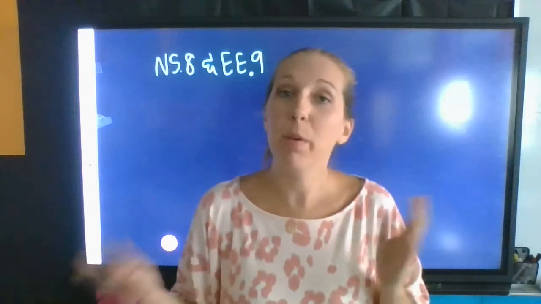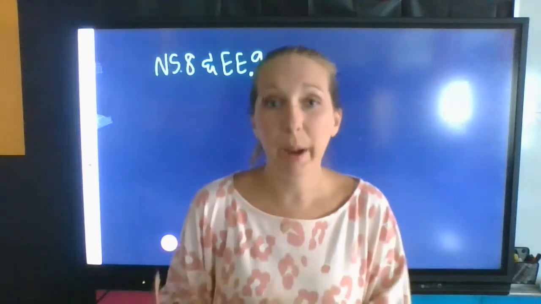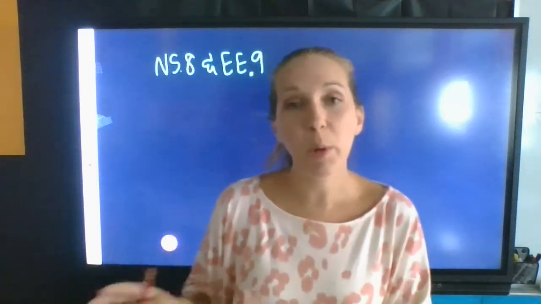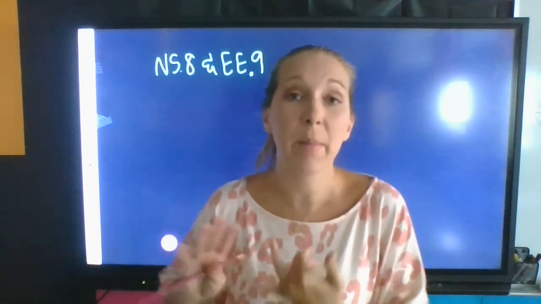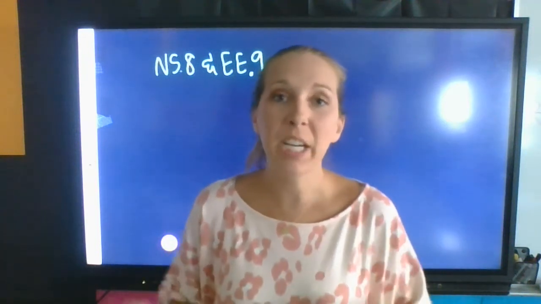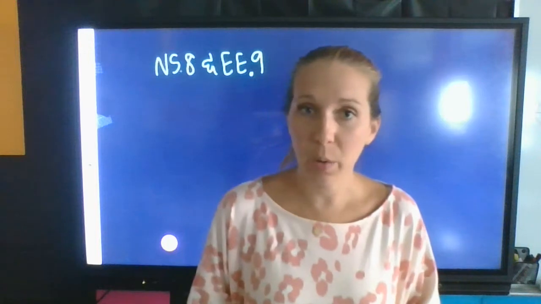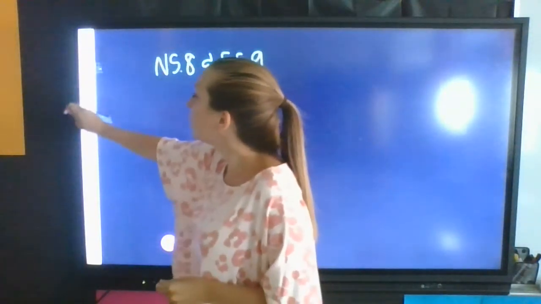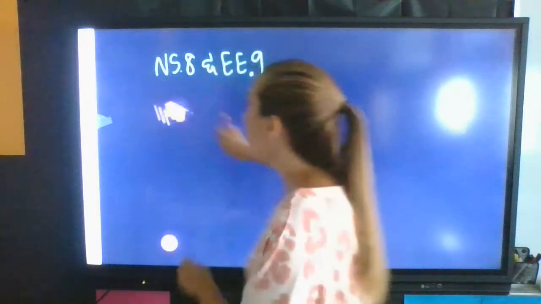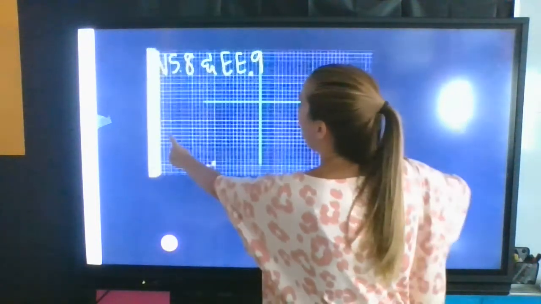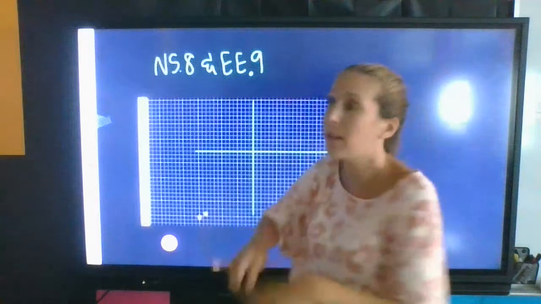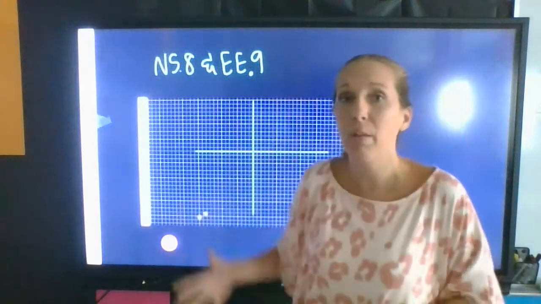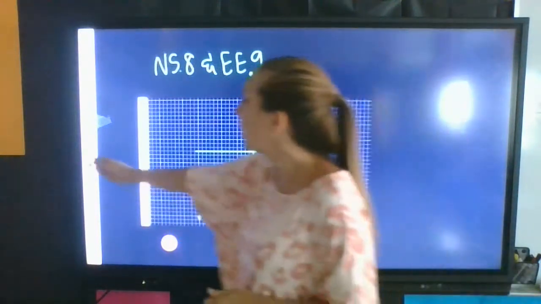Guys, today we're going to be reviewing NS8 but preparing for EE9. So before we can do EE9, where we're going to be doing independent and dependent variables, we need to understand how to use a coordinate plane. Most of the time students forget about coordinate planes and how to use them because they always want to flip it and say that we have an X and a Y, but they can't remember which one is which. So let's take a second and look at those.